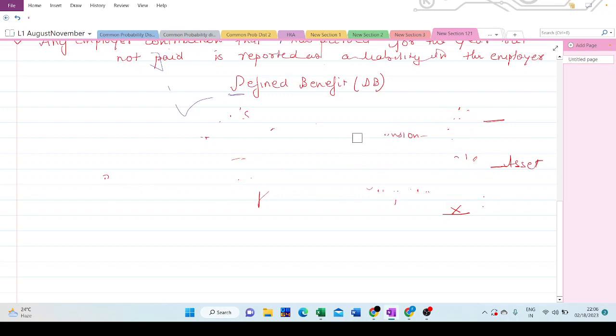Okay, now in a defined benefit plan, what happens is that the employer promises to make fixed periodic payment to the employee after he retires. The employer would promise to the employee that I will pay you something every year after you retire, till you die.